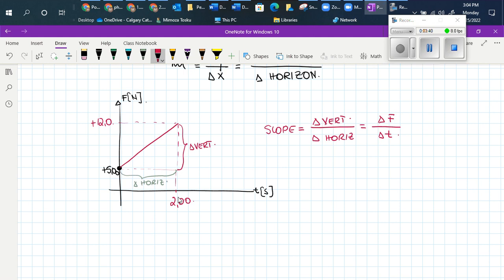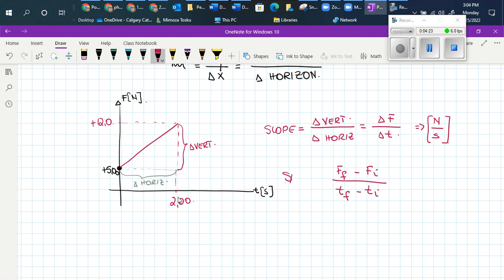So in terms of the units, the physical meaning of this slope will be newtons over seconds, because force is in newtons and time is in seconds. In terms of the value, it will be the change of force, which is force final minus force initial, over t final minus t initial.